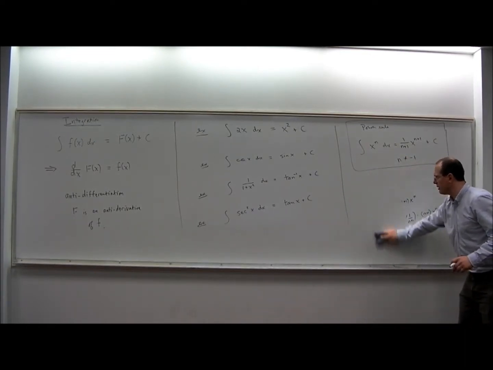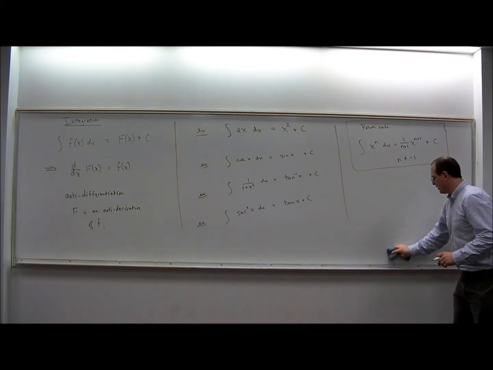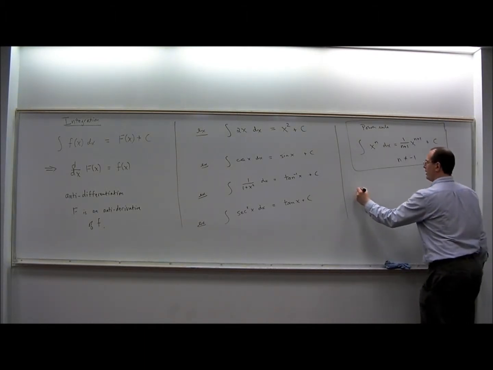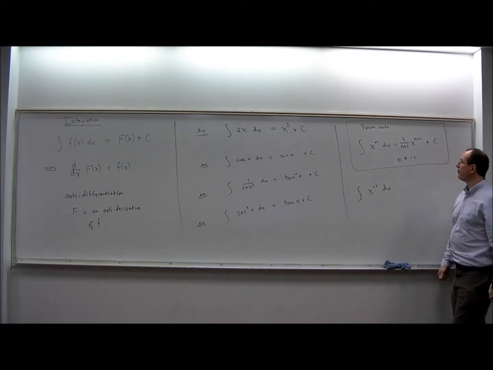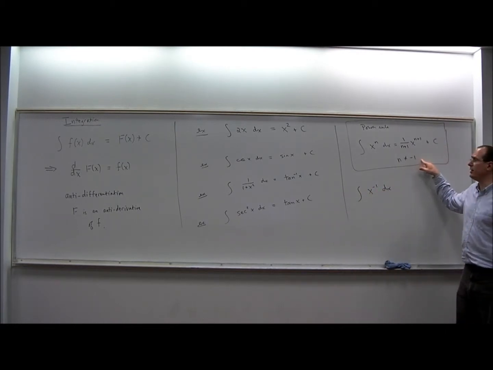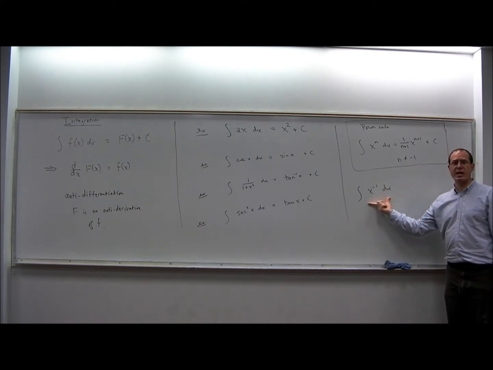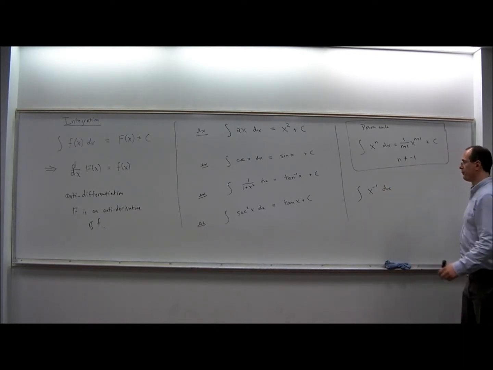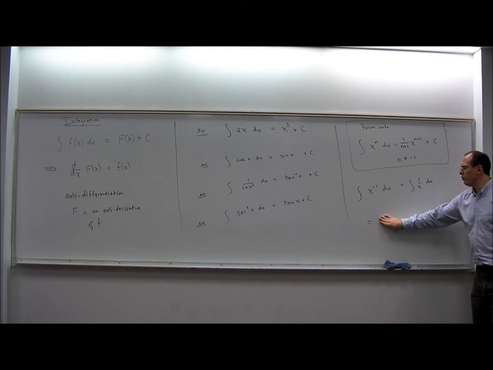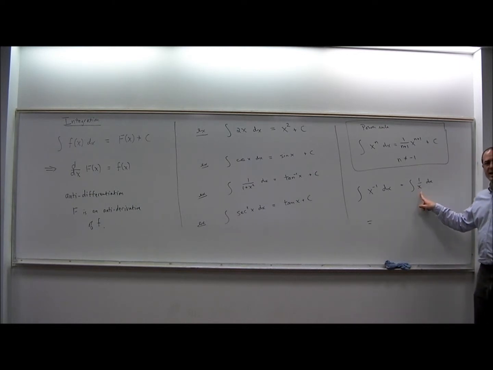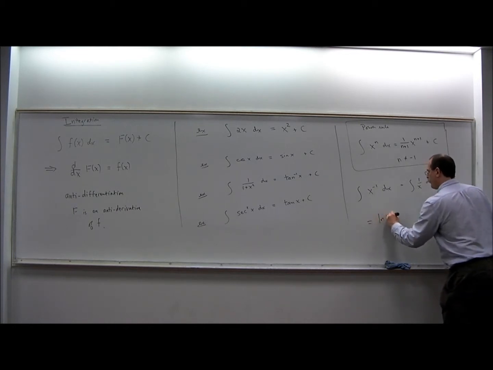So before I do some examples of that formula, let's look at the integral of x to the negative 1. Since this formula does not apply in this special case, let's see if we can handle this special case by itself. So rewriting x to the negative 1 as 1 over x, maybe in this form we recognize 1 over x as being the derivative of a particular function. That function would be the natural log of x.